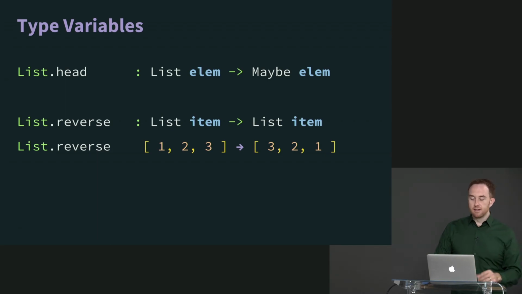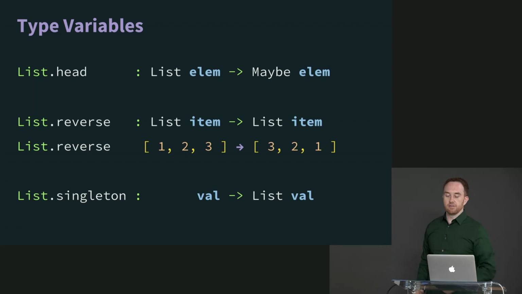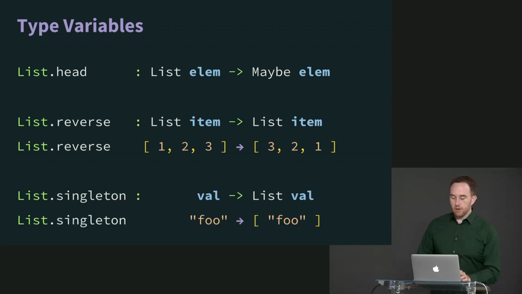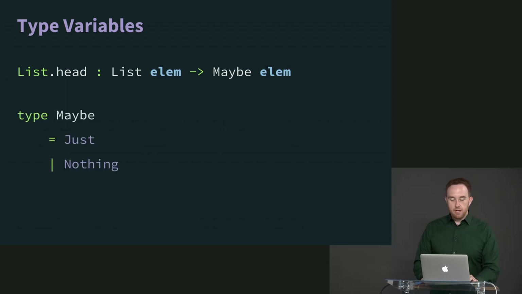That's totally fine. I can also use list.singleton, which takes a single value and then returns a list of those values. It basically just wraps it up. It's the same thing as putting square brackets around it, except in the form of a function. Oh yeah, and here's an example of list.singleton. Cool. Okay, so this is list.head.